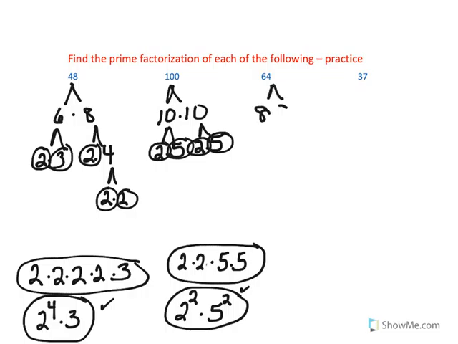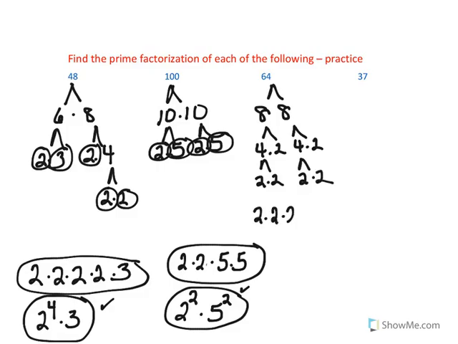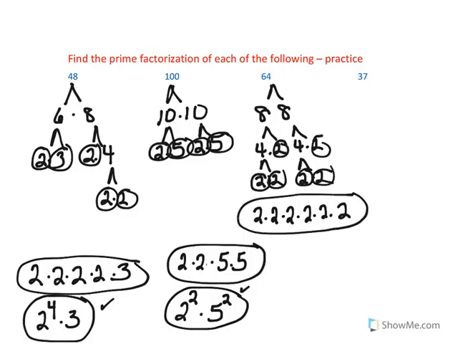64, aiming for the middle, 8 times 8, 4 times 2, 4 times 2, 2 times 2, 2 times 2. So this is going to equal 2 times 2 times 2 times 2 times 2 times 2. 1, 2, 3, 4, 5, 6. And to check that, 2 times 2 is 4 times 2 is 8 times 2 is 16 times 2 is 32 times 2 is 64, and it does check. And to write that one in exponential notation, I have 6 factors of 2, so 2 to the 6th.